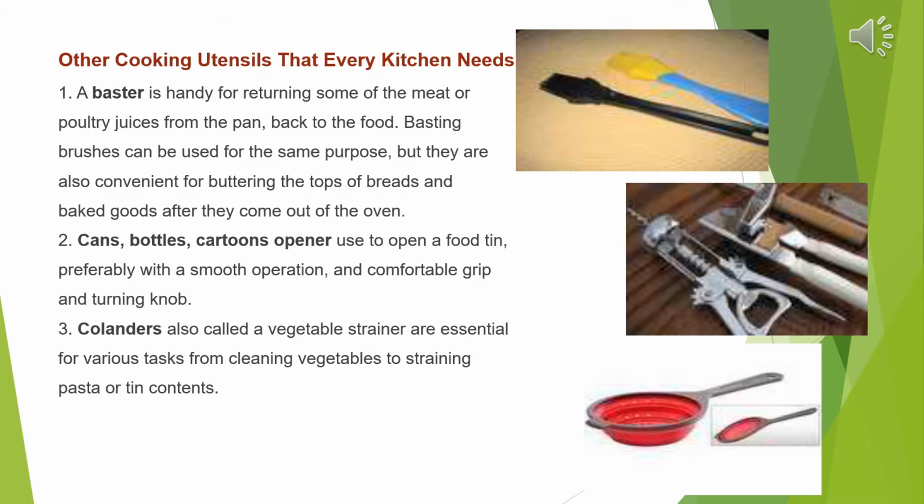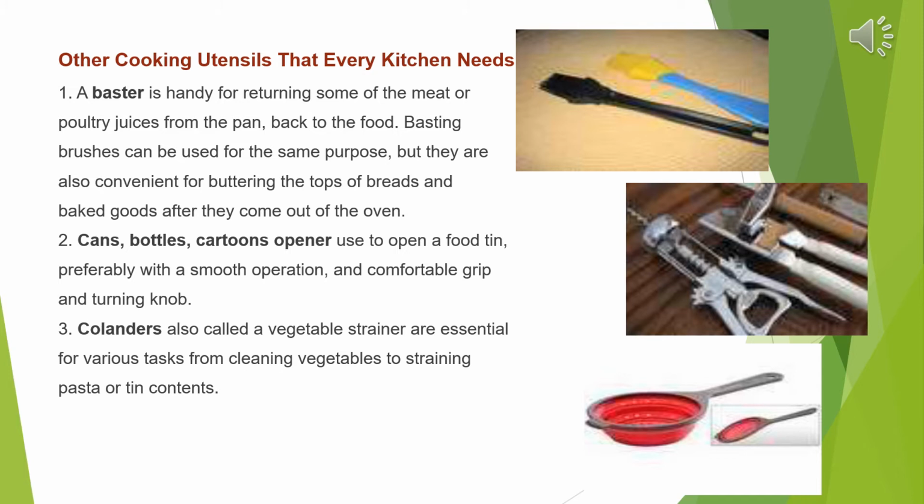Other cooking utensils that every kitchen needs. First, we have baster. A baster is handy for returning some of the meat or poultry juices from the pan back to the food. Basting brushes can be used for the same purpose, but they are also convenient for brushing the tops of breads and baked goods after they come out of the oven. Also, we have can, bottle, and carton openers, used to open a food tin, preferably with smooth operation and comfortable grip and turning knob.